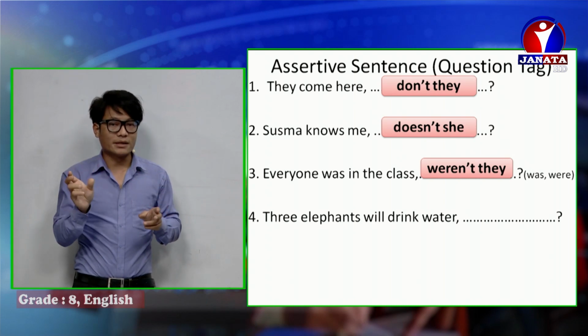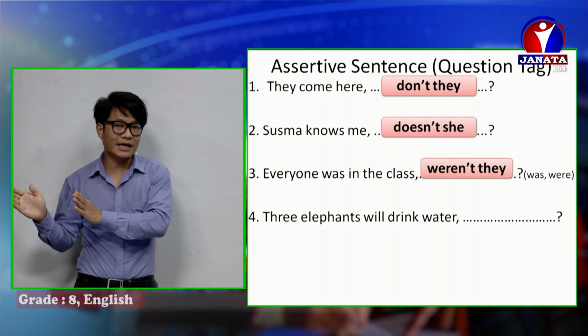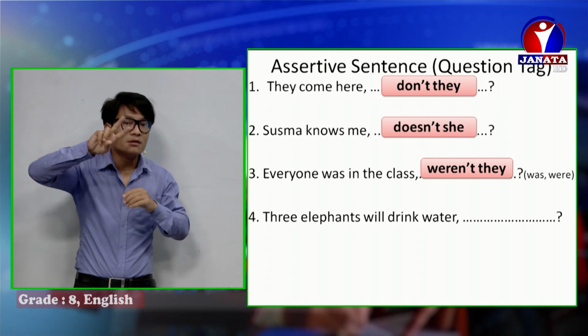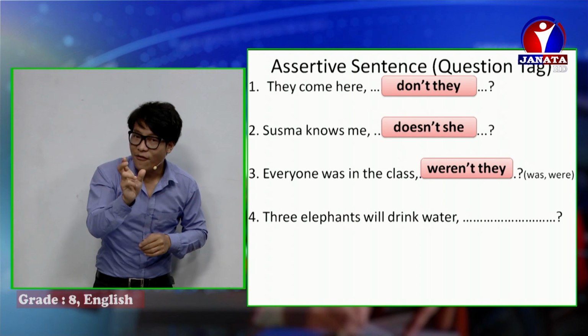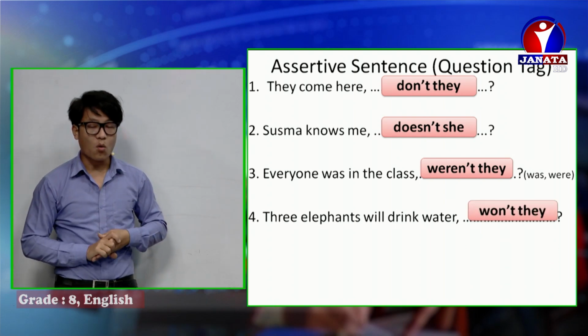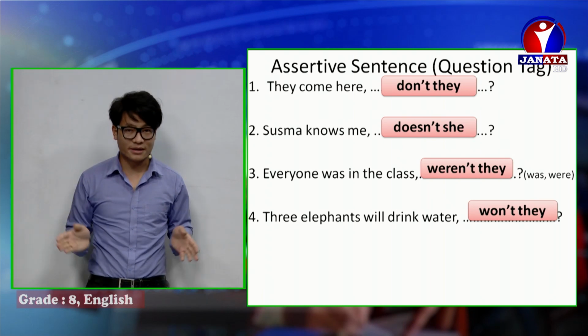Will drink water. This is a positive statement, so the question tag should be negative. So what is the right answer? Can you guess? Will not should be written in short form. So will not becomes won't. So the right answer is won't they. Three elephants will drink water, won't they?